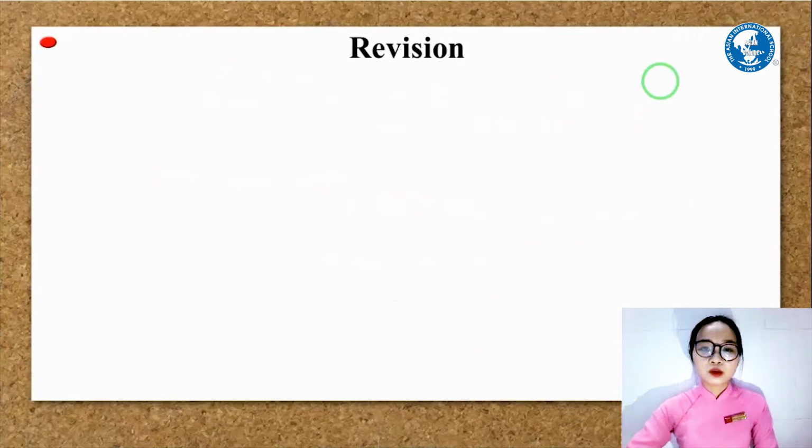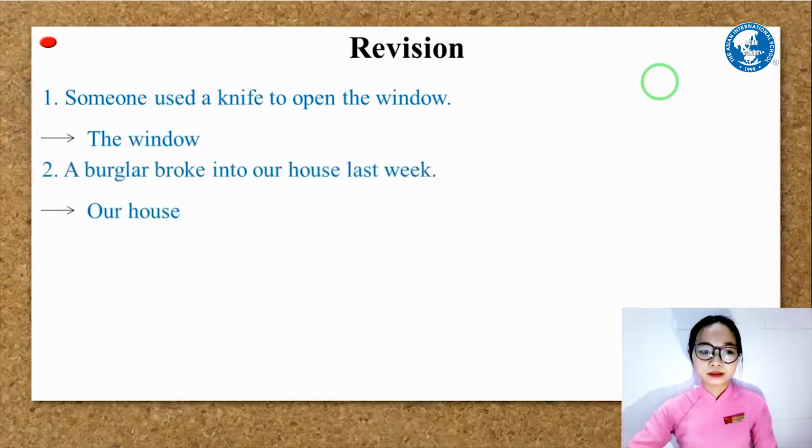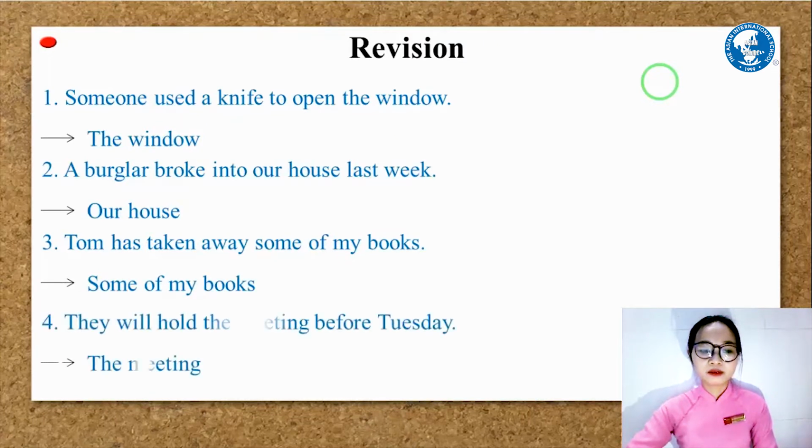First of all, we will review the previous lesson. Number 1. Someone used a knife to open the window. Number 2. A burglar broke into our house last week. Number 3. Tom has taken away some of my books. Number 4. They will hold the meeting before Tuesday.